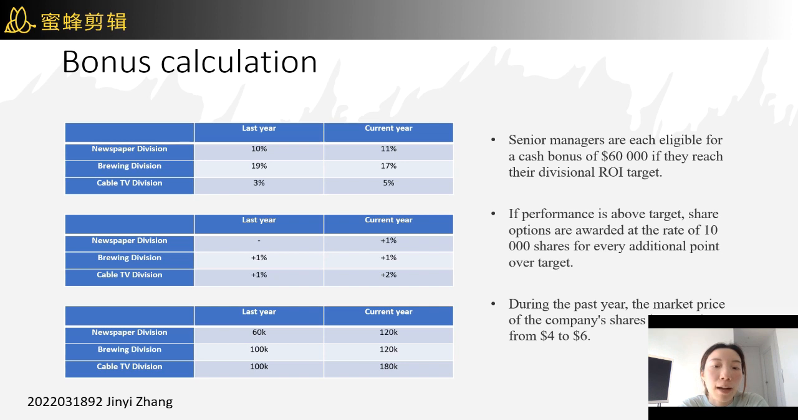During the past year, the market price of the company's share went from $4 to $6. So we can calculate the bonus that each manager can get. And the third graph shows the total bonus for each of them.